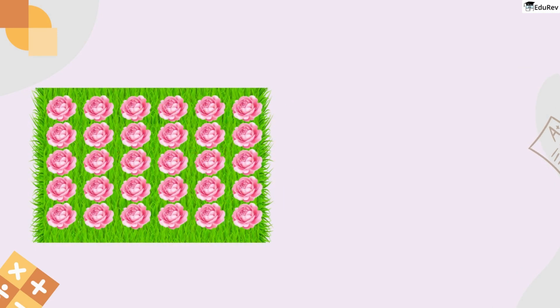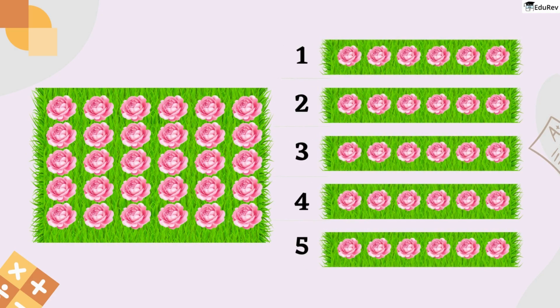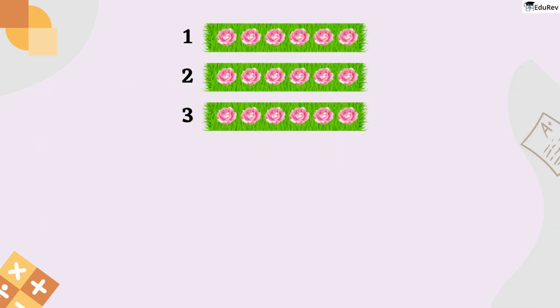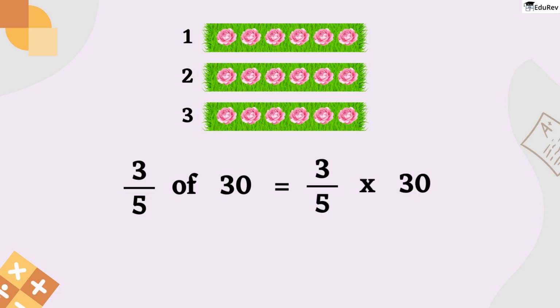To understand this, imagine dividing the garden into 5 equal parts. Each part represents 1/5 of the total roses. Now, to find 3/5 of the roses, you can count 3 of those parts. As you can see, each part represents 6 roses. 3/5 of the roses in the garden would be equal to 3 by 5 into 30, which is equal to 18 roses.